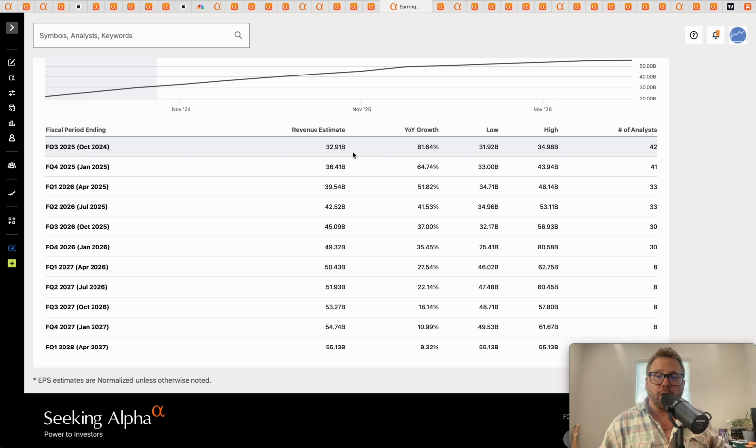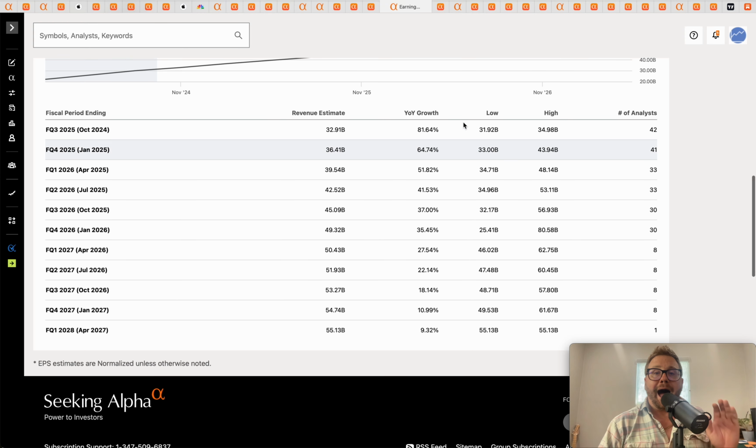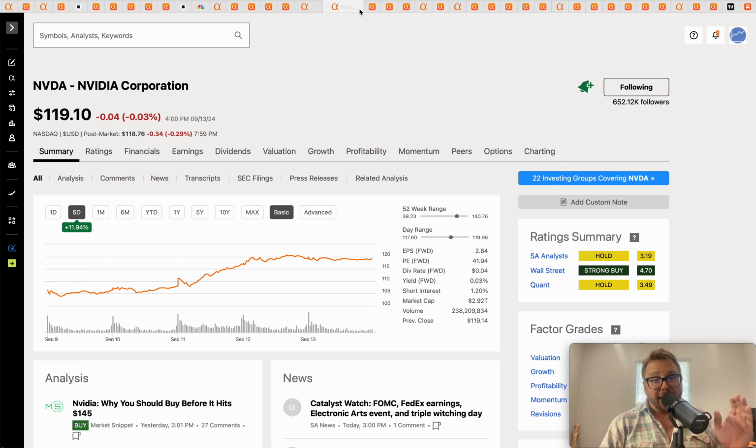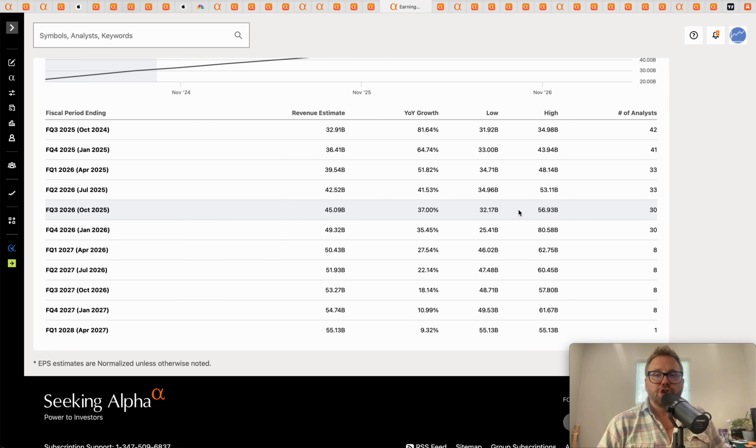Do you see it on smaller companies, lesser covered companies? Of course, sometimes you get a big deviation in terms of analyst estimates. But I've never seen it on a company valued at, say, Netflix, valued at $200 billion. We're talking about a $3 trillion company. When you look out just a couple of quarters into Q3 of next year, which is basically a year from now, some analysts think NVIDIA is going to do $32 billion in revenue. Some analysts think they're going to do $57 billion in revenue.